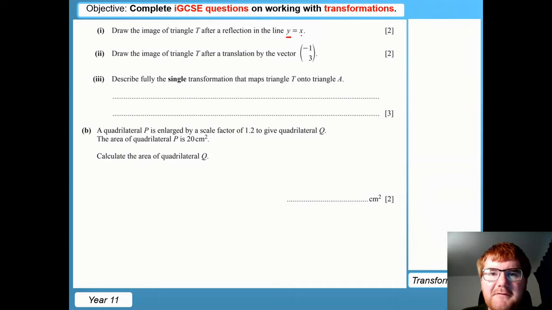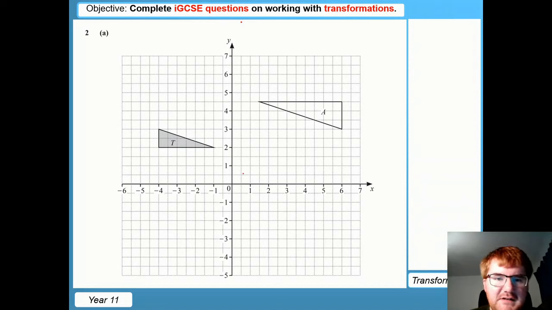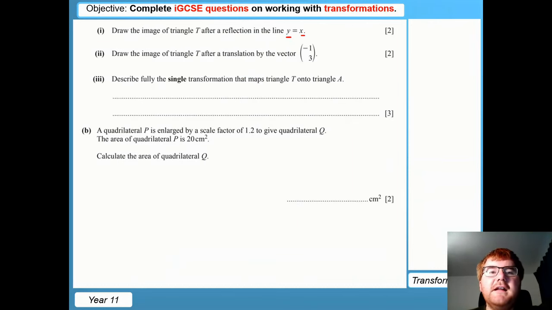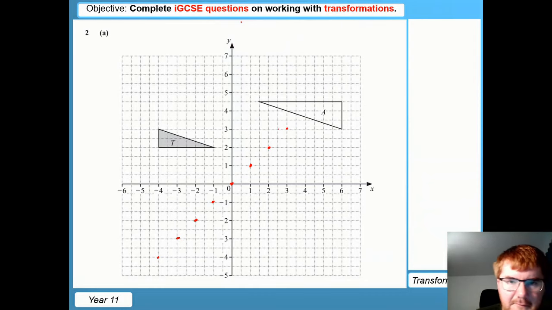Well, the coordinates have to be the same. So if we take this grid, for example, then 1 and 1. Y has to be the same as x. 2 and 2, 3 and 3. And also for the negatives as well. So -1 and -1, -2 and -2, -3 and -3, -4 and -4. And we are reflecting triangle T. So we're focusing on that. So I'm just going to draw in this line just so we've got something to work with here.